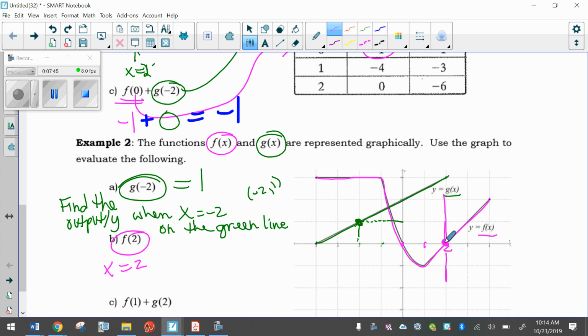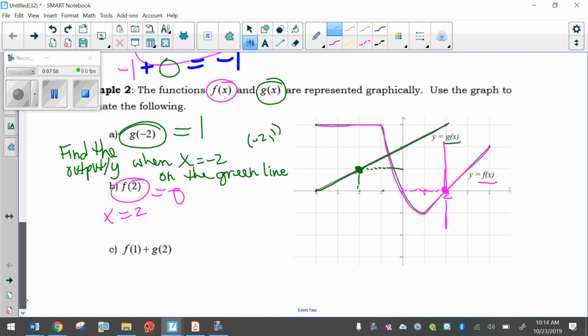Well, hey, I was right on the graph. So this is the point right here. Then you ask yourself, what's the y value? And your answer is 0. All right, let's try one more.